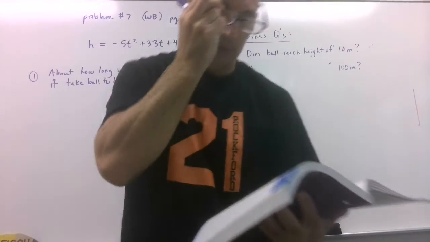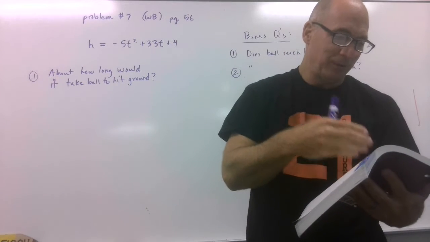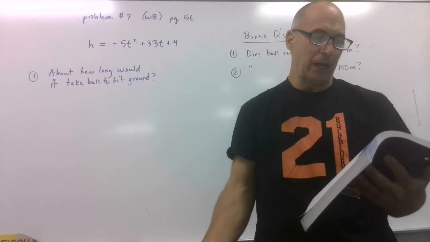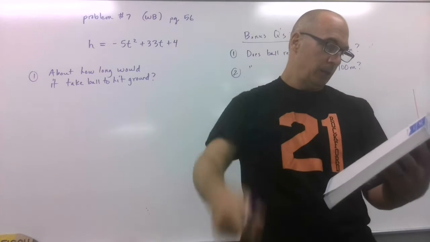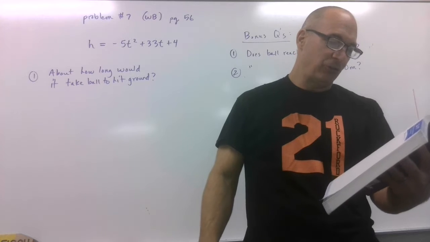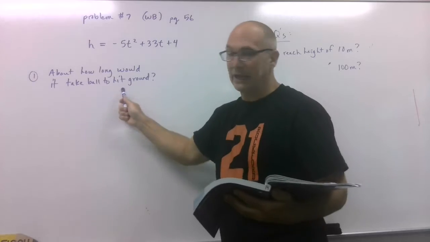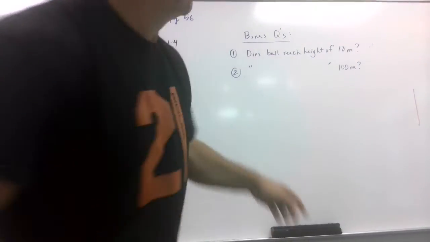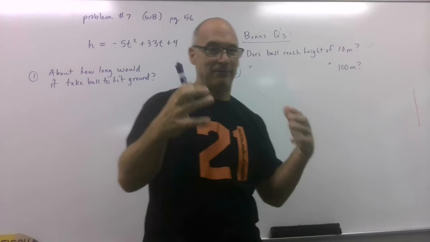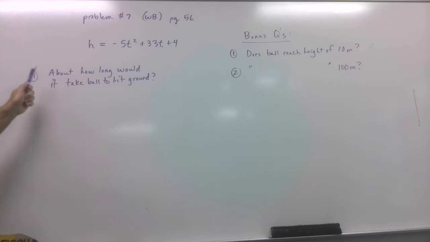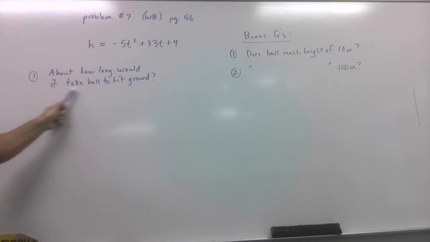So this is a problem. It says at time t seconds, the height h of a ball thrown vertically upward, so you just chuck a ball, is modeled by the equation h equals, right here. About how long, this is the question they want, but I'm going to throw a couple different questions at you because your homework's going to have that sort of twist on it. So I'll give you a chance to kind of understand it before you dive in. So this says, about how long would it take the ball to hit the ground?